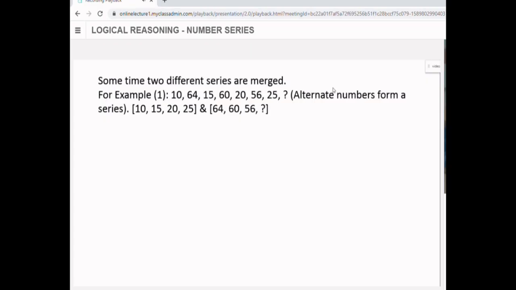And the second series is the even-position series: 64, 60, 56, and then question mark. So here you should know what the question mark is. Leave the first series, look at only the second series. 64 minus 4 is 60, minus 4 is 56. So 56 minus 4 is 52. So in place of the question mark, there should be 52. So don't look at difference of difference, it will not work because it's not a single series. Two series are merged. It is an alternate number series.